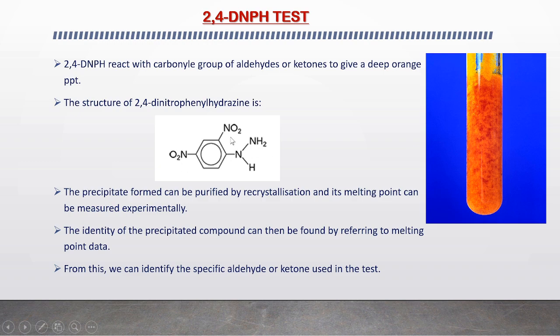This is the formula, as you can see here, for 2,4-dinitrophenylhydrazine. The precipitate formed here can be recrystallized and its melting point can be measured experimentally. The identity of the precipitated compound can then be found by referring to melting point data. From this, we can identify the specific aldehyde or ketone used in the test.